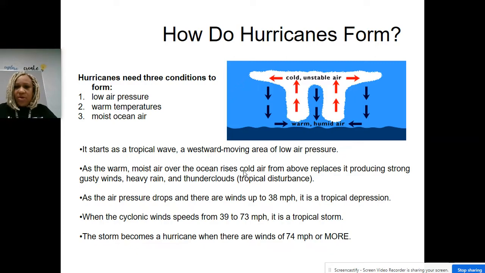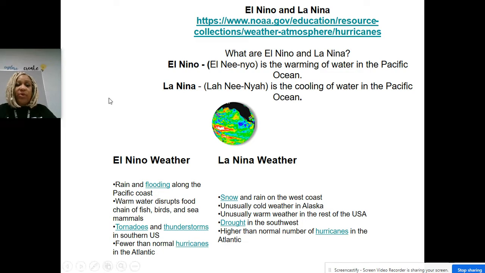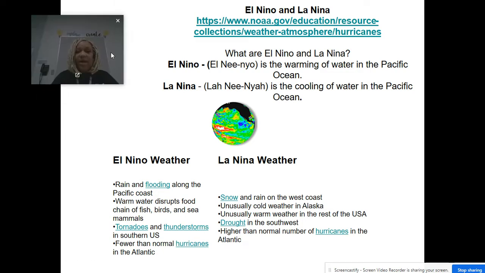So, moving on from this, we're going to talk really quickly about El Nino, okay? So El Nino and La Nina. What are El Nino and La Nina? I wanted to really hit on this really quickly before we go more into the detail of hurricanes. When you think of El Nino, I want you to think of the warming water in the Pacific Ocean. La Nina would be the cooling of water in the Pacific Ocean, okay?